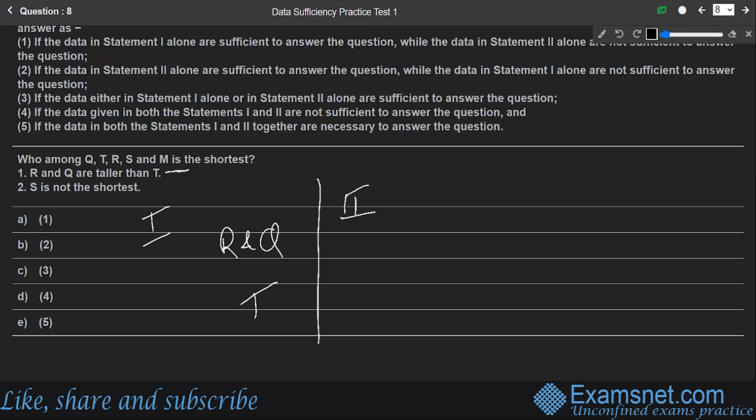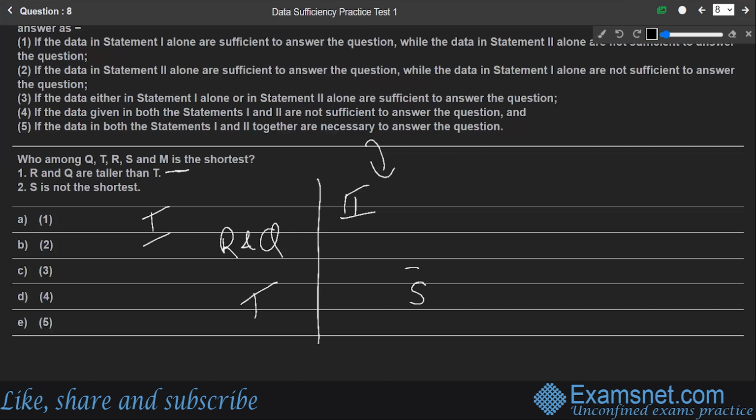If we see statement number 2 alone, S is not the shortest. If we see it alone, we cannot decide who is the shortest. So clearly statement number 2 alone is also not sufficient to answer the question. If we combine the information together, one says R and Q are taller than T, and the other says S is not the shortest.